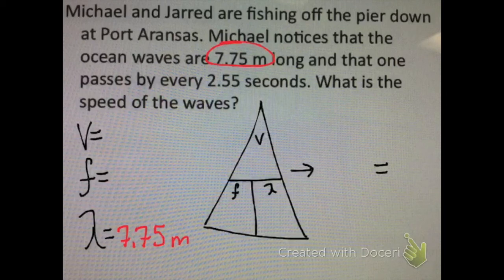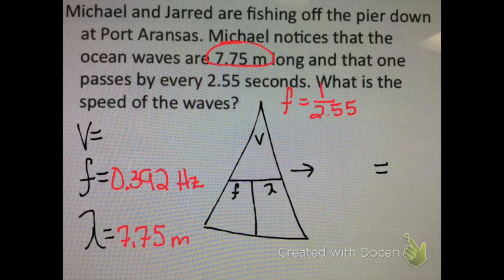We're given a time, which means we're going to figure out our frequency. So from the one before, remember frequency, I'm going to put this up here, okay? Frequency is equal to 1 over whatever the time is, so 1 divided by 2.55. And this is how we're going to find our hertz. So 1 divided by 2.55 is going to equal 0.392 hertz. So we used this to find that, okay? And then finally it says, what is the speed of the waves? So what we're looking for is the velocity.